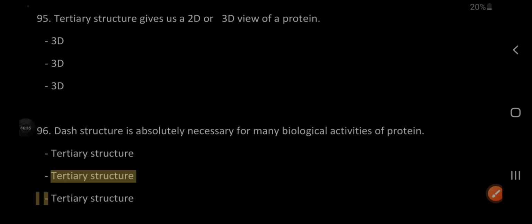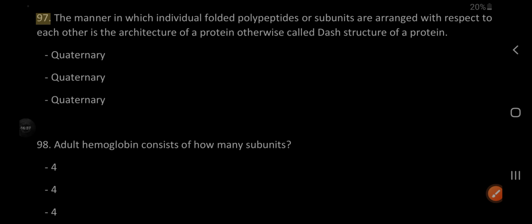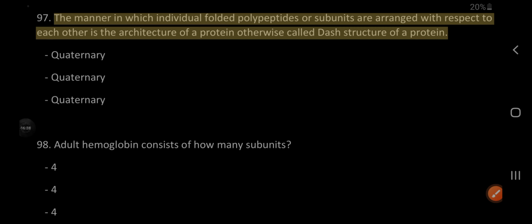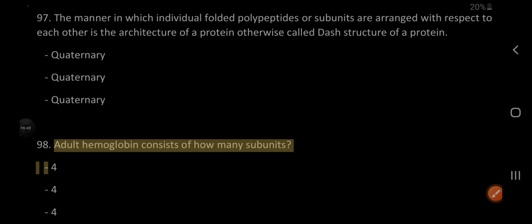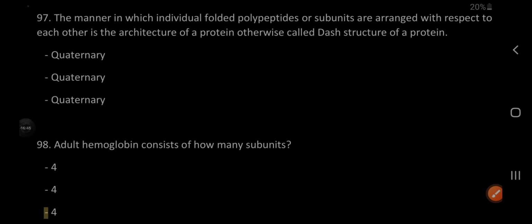97. The manner in which individual folded polypeptides or subunits are arranged with respect to each other is the architecture of a protein, otherwise called dash structure of a protein. Quaternary. 98. Adult hemoglobin consists of how many subunits? 4. 99. Name the subunits of hemoglobin: A subunit and B subunit.